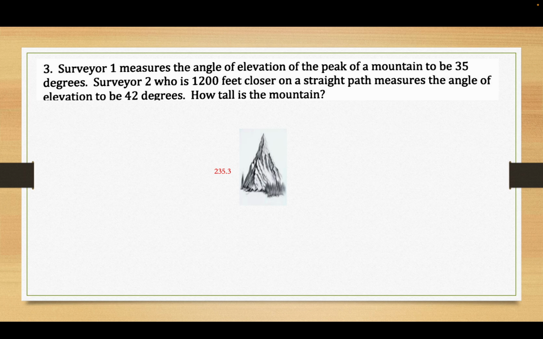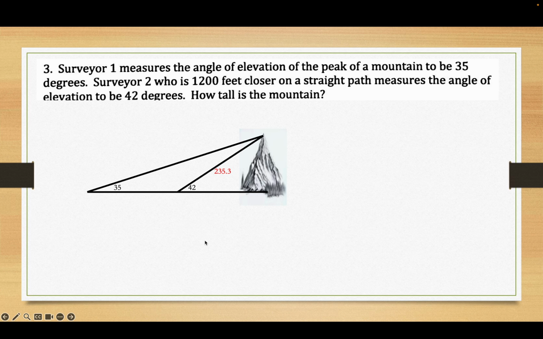Okay, so here is the diagram. First, there's surveyor 1, who measures the angle to be 35 degrees to the peak of the mountain. Then there's surveyor 2, who's 1,200 feet closer, and their angle is 42 degrees. Okay, so that's the diagram that you are looking for.